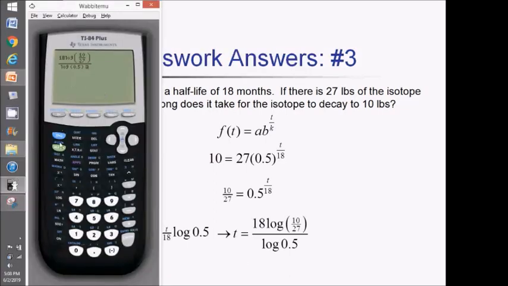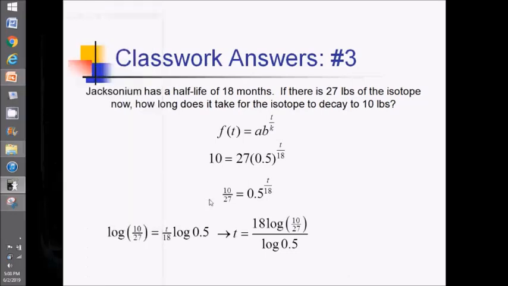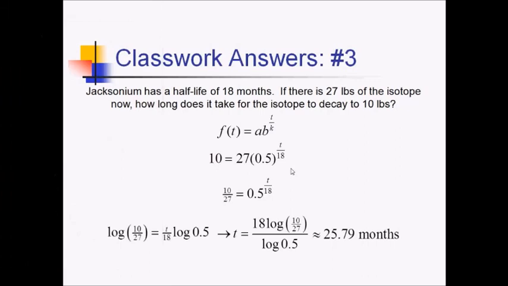So I did alpha y equals to get this fraction bar. I've got 18 log of fraction bar, 10 over 27, all divided by log of 0.5. And that should come out to 25.79, and that's going to be months. So there we have it.